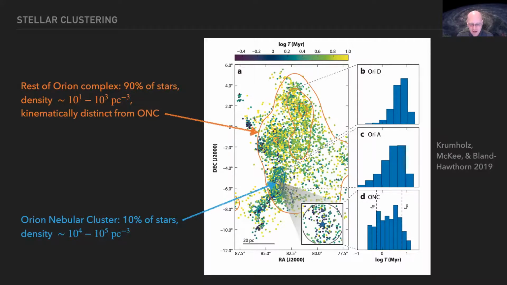Depends on what you mean by cluster, but for the purposes of interactions, I can say most stars don't form at densities of 10 to the 4 stars per cubic parsec. It's probably 2 to 3 orders of magnitude lower than that, which means that interactions are less important for most stars than a lot of people have previously thought. That's new topic number 1.